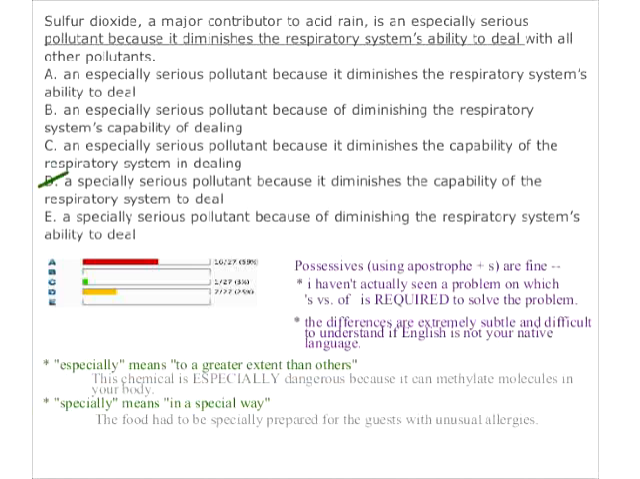And then there's idioms. Remember, idioms don't have rules, so you just have to kind of know what works and what doesn't. The ability to deal, you don't say ability in dealing. So ability plus infinitive, ability to do something. Capability of dealing, I haven't really seen capability with any sort of prepositional phrase after it.